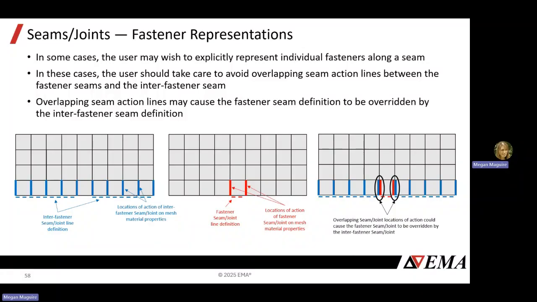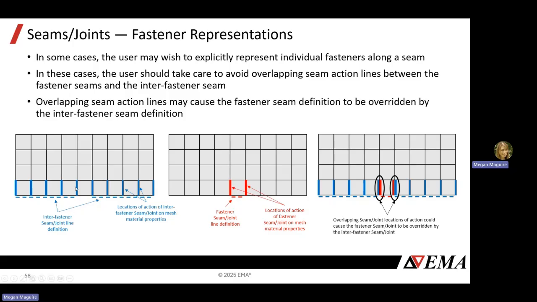Another thing you may want to do is individual fastener representations along a joint that has a seam definition. So in this case, you may choose to have two different seams: your interfastener seam and then a seam for your fastener.